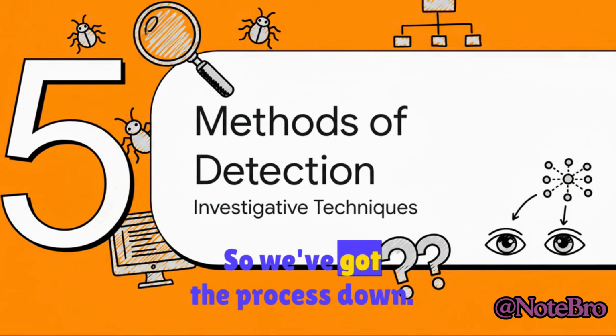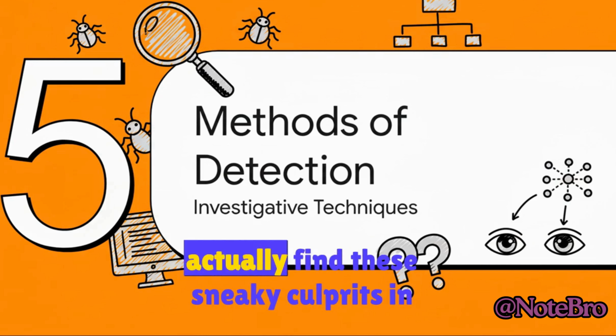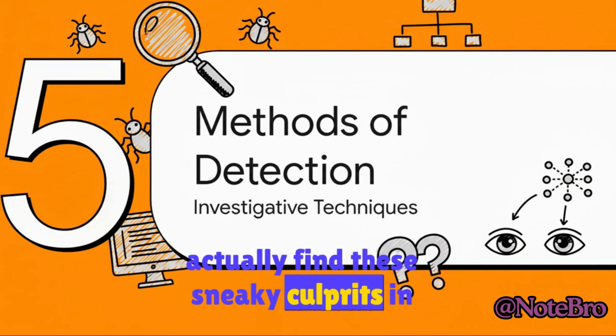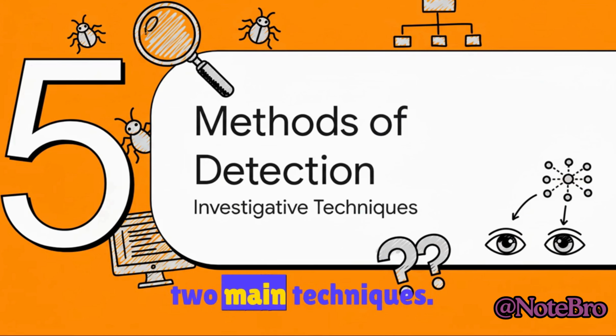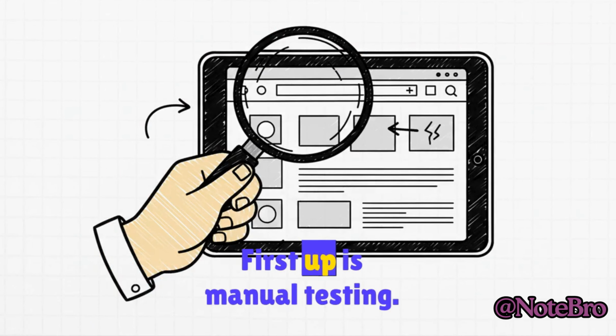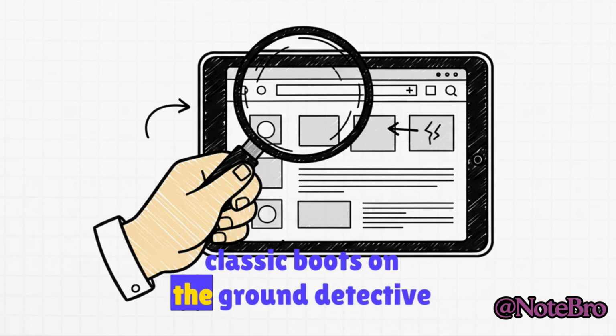Okay, so we've got the process down, we've got the tools, but how do the bug hunters actually find these sneaky culprits in the first place? Well, it really boils down to 2 main techniques. First up is manual testing. You can think of this as classic boots-on-the-ground detective work.